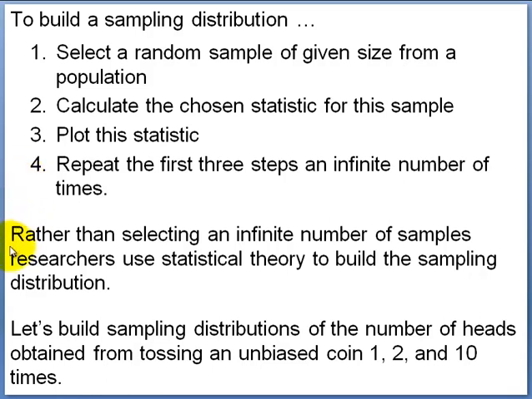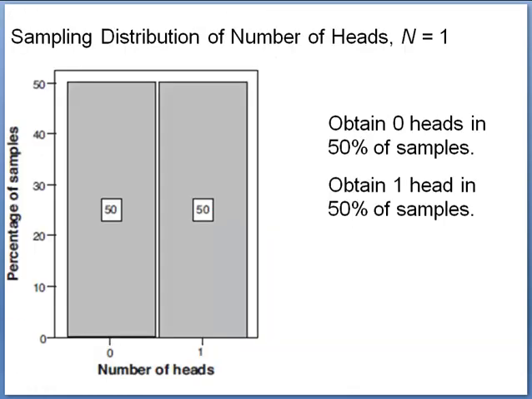Now, in reality, researchers don't select an infinite number of samples to build a sampling distribution. Rather, researchers use statistical theory to build the distribution. So what we're going to do here is demonstrate a sampling distribution. And our sampling distribution is in essence going to be a count. We are going to build a sampling distribution of the number of heads that are obtained from tossing an unbiased coin 1, 2, and 10 times.